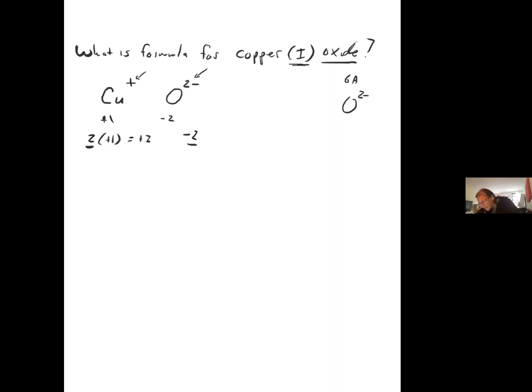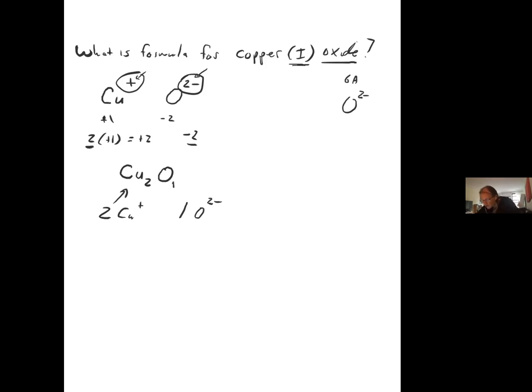A chemical formula doesn't show charges. It's improper to show the charge in a chemical formula unless it's an ion. These are ionic compounds, so they're not going to show the charges. So what you do is you just write the number of ions as a subscript. Okay, so this means that we have 2 copper 1s and 1 oxide, right?